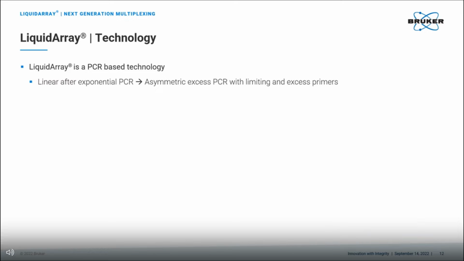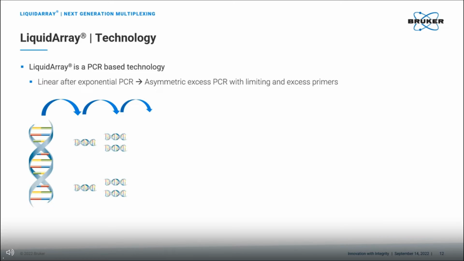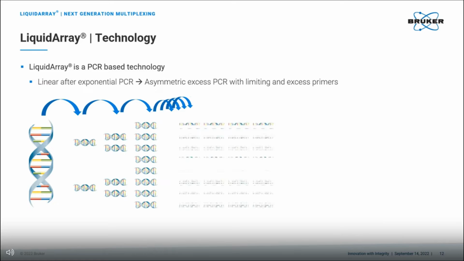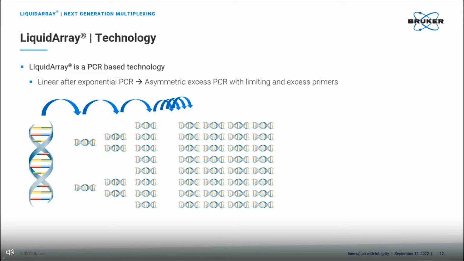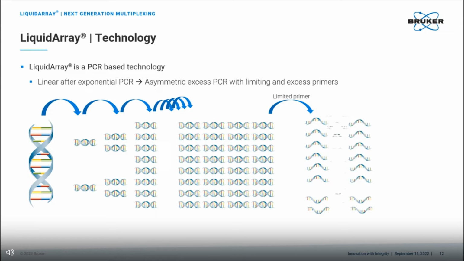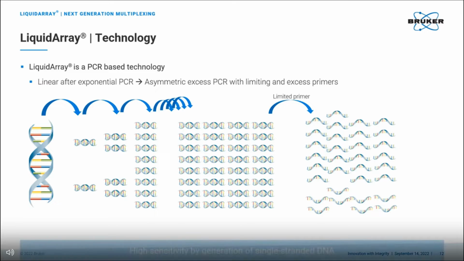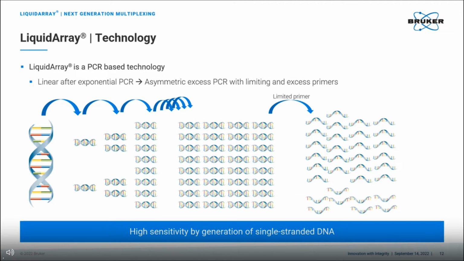So looking at this in a little bit more detail, the linear after exponential PCRs and asymmetric excess PCR with limiting and excess primers. So looking at a target strand of DNA here, doing normal PCR cycles. After multiple cycles, of course, we all know that you generate many copies of PCR product. But we also here have a limited primer, meaning that after the exponential phase, we're generating single-stranded PCR product. And that really drives high sensitivity by the generation of this single-stranded DNA.